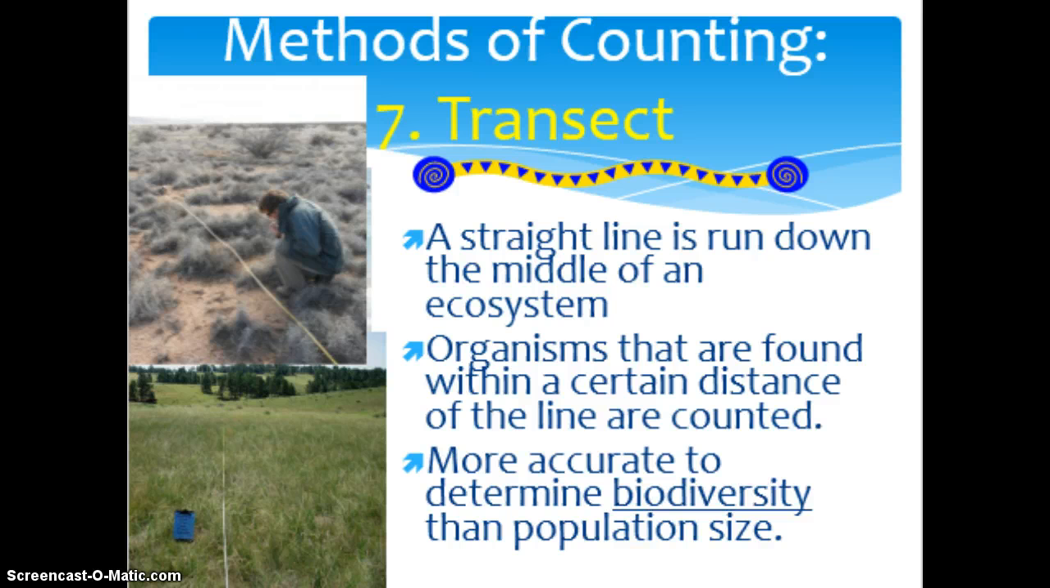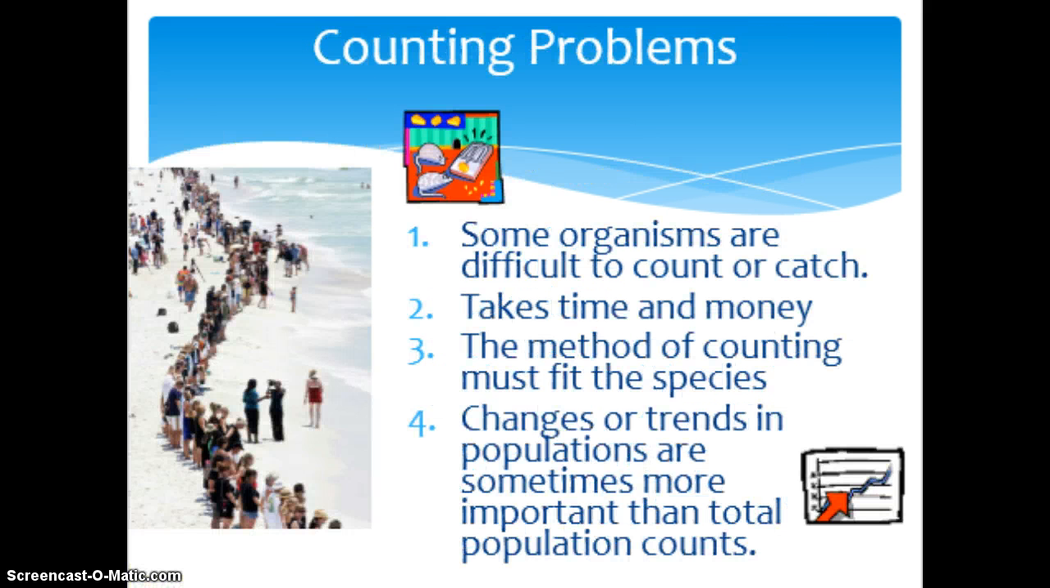Another very similar technique is called a transect. Basically you run a straight line, usually just a tape measure, down the middle of an ecosystem, and every, say, 10 meters or so along the line, you stop and look at a 1 meter square area and count everything in that area. Both this and quadrats are a little bit more accurate at figuring out biodiversity of a community rather than looking at population size.